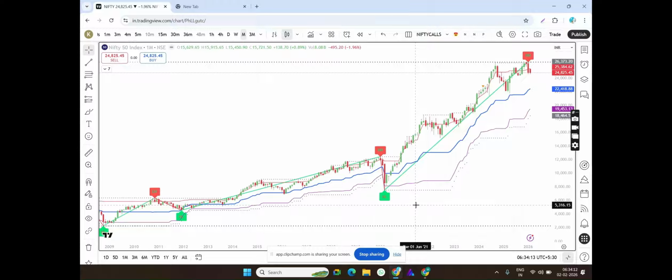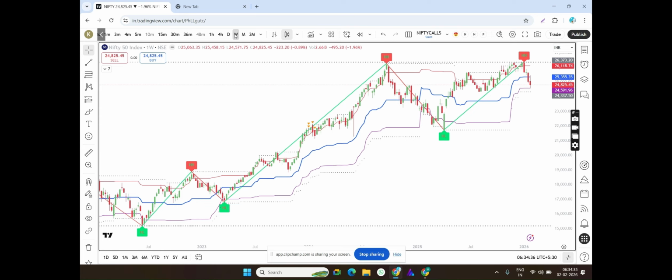So we can see that major support on the index or where the trend can change is currently on the monthly chart around 22,400 odd levels. Now let us come to the lower time frames. This is the weekly chart. So currently on the weekly chart, you can see trend change happened at 25,355 levels. Okay. And yesterday we back tested that level and we have again closed below the trend defining level.